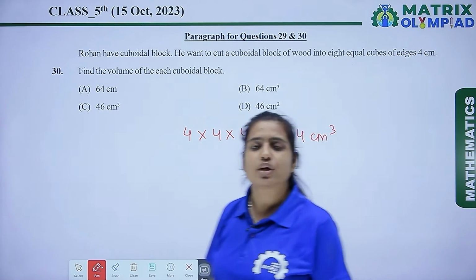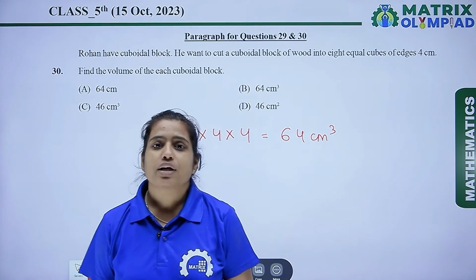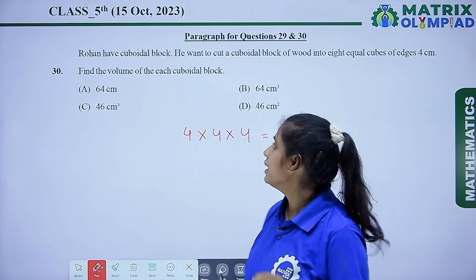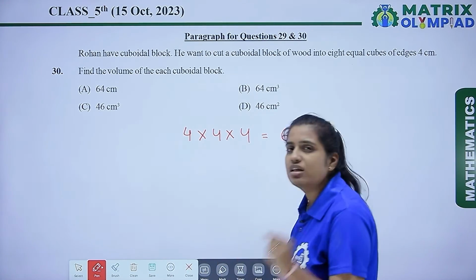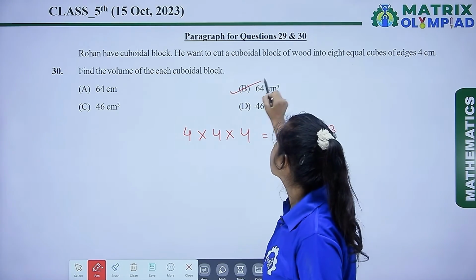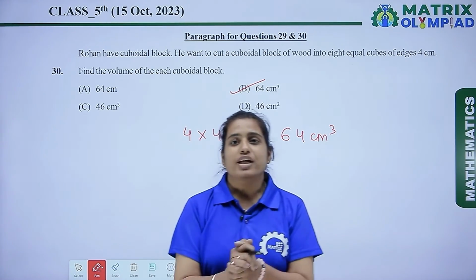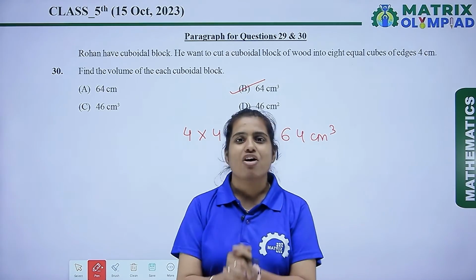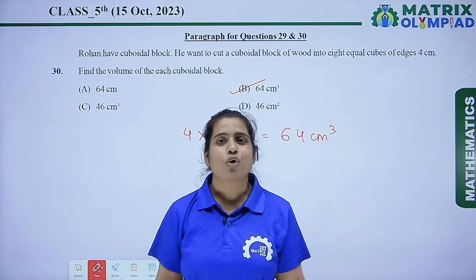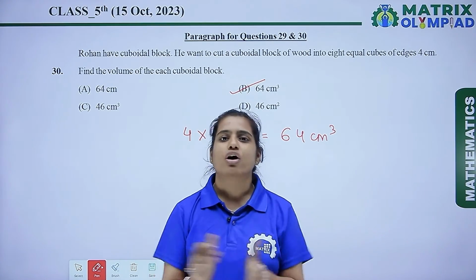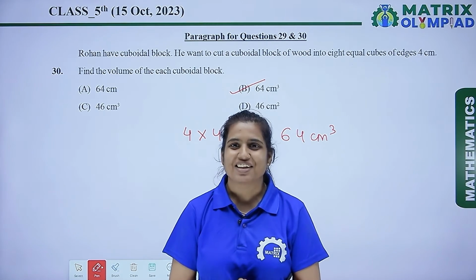तो वॉल्यूम क्या होगी एक सिंगल क्यूबॉइडल ब्लॉक की, या आप कह सकते हो एक सिंगल क्यूब की, वो हो गई है 64 सेंटीमीटर क्यूब. So here we end with the part 1 of mathematics. I hope you all understood all the questions very well.